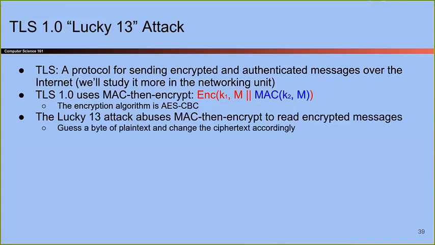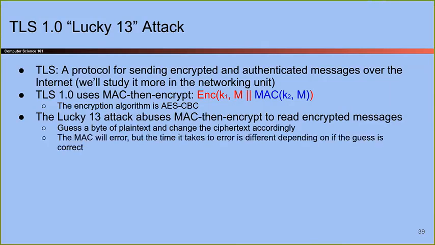That's pretty complicated and you don't have to understand it, but the idea here was that you guess a byte of plaintext, you change the ciphertext accordingly somehow. Now the MAC is not going to work because you changed it, you tampered. But the amount of time it takes to error is actually different depending on if the guess is correct. That's a little weird and that's an implementation problem. So if the guess is correct, then I think the MAC still fails, but it fails slower.